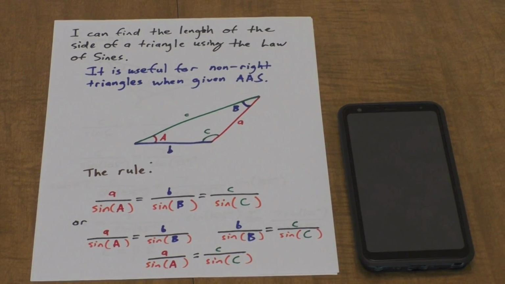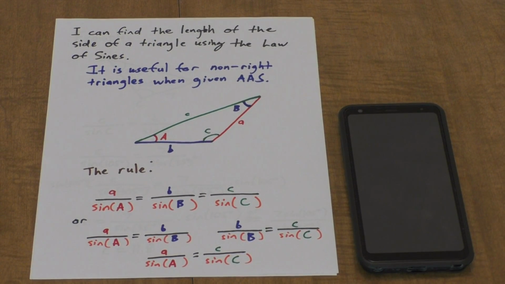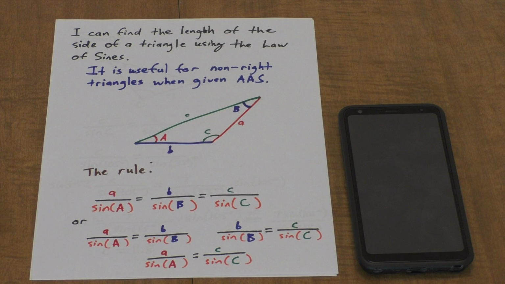I'm going to show you guys how to use the law of sines. This first part, I'm going to show you guys how to find the length of a side using the law of sines. It's useful for non-right triangles when you're given angle, angle, side.